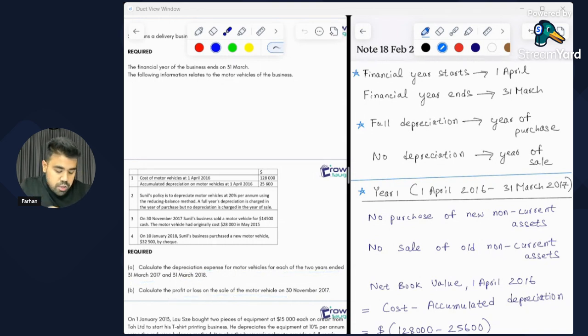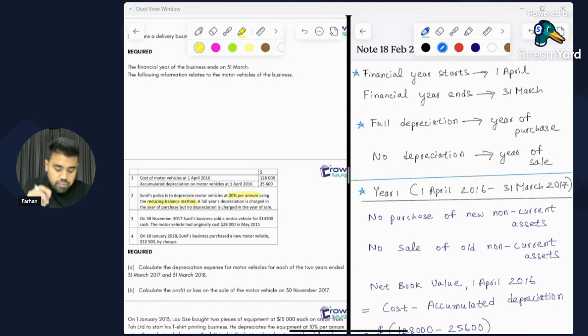Now within the table, you can see that we are given the cost of motor vehicles at 1 April 2016, and the cost is given to us at $128,000. Then we are given the accumulated depreciation on motor vehicles at 1 April 2016, which is $25,600. Now, the accumulated depreciation stands for the total depreciation that we have so far since the date of purchase of the non-current assets. In the second information, we know that the policy is to depreciate motor vehicles at 20% per annum using the reducing balance method.